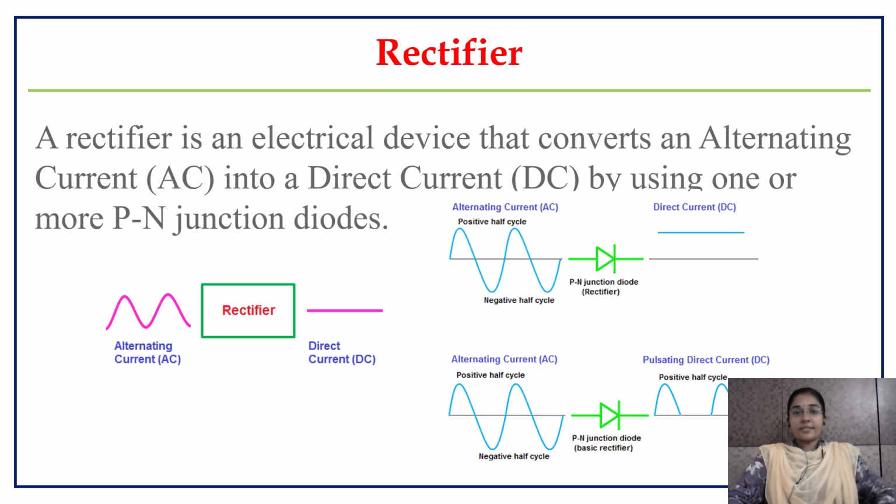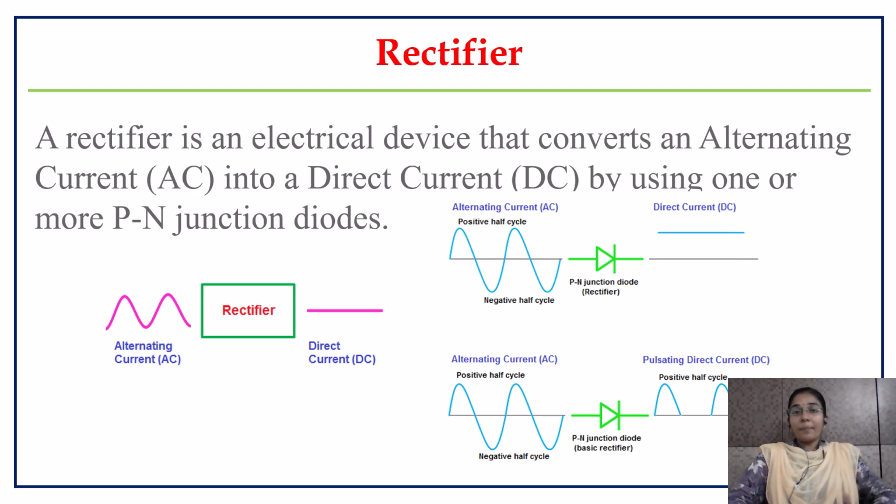So an important question is: how is this alternating current getting converted into direct current, and how does the PN junction diode help in that? As we all know, our PN junction diode will conduct only when it is connected in forward bias and it does not conduct in reverse bias. So what do forward bias and reverse bias mean?